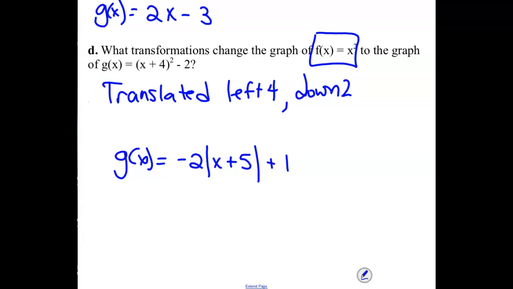all right. If I gave you g of x being negative 2 times the absolute value of x plus 5, plus 1, what have I done to the parent function? My parent function would just be absolute value of x, right? I've taken a basic absolute value graph. Now what have I done to it? Okay, I'm going to pause this, let you talk about it at your tables.